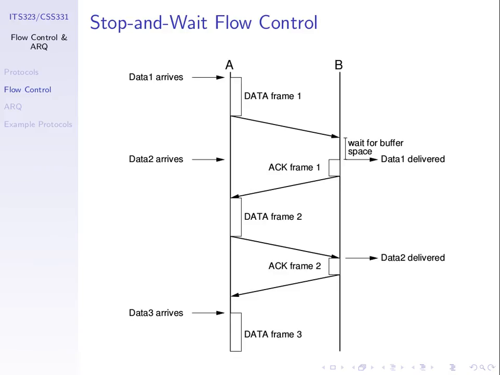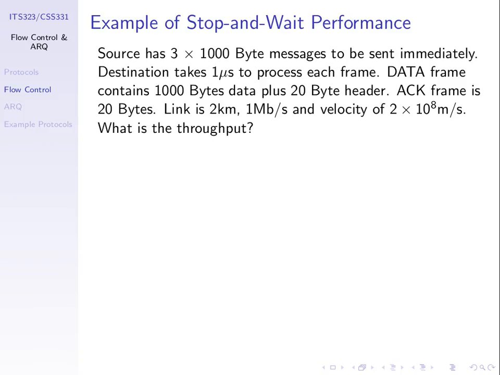Let's see some issues with the performance of stop and wait flow control. This was the example we went through. We had 1,000 byte messages. We added a 20 byte header. The ACK frame was 20 bytes, the link 2 kilometers, 1 megabit per second, the velocity, and we've calculated the throughput. So we have that answer already.